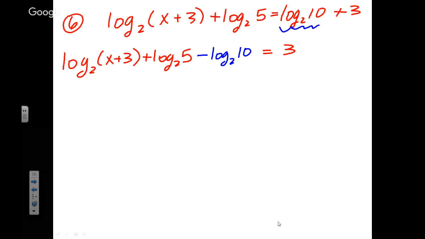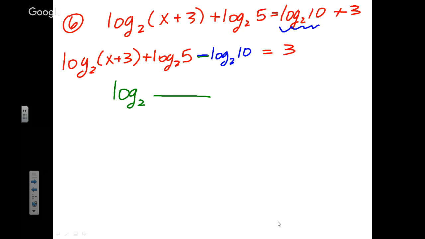Some people, when I saw them doing this, wanted to move the 3 over. Okay? No, we don't. The 3 is not invited to the party. We need to have that 3 on the other side. We just need the logs on one side. Now that we have all the logs together, now we can write it as one log. So I write log base 2, and I'm going to go ahead and put a bar here because there's a subtraction.